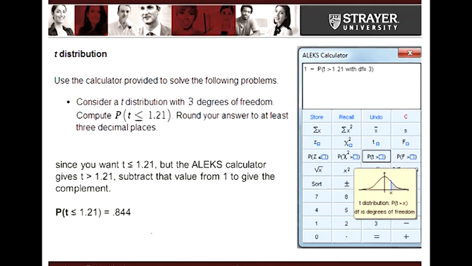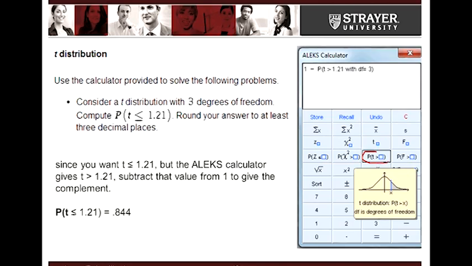So for a t-distribution, use the calculator provided to solve the following problems. On all of these in the confidence intervals, you'll make good use of your ALEKS calculator. It's much better than just a regular calculator because it'll do the statistics. It'll do all of your probability stuff. So consider a t-distribution with 3 degrees of freedom. Compute the probability that t is less than or equal to 1.21. Round your answer to at least 3 decimal places.